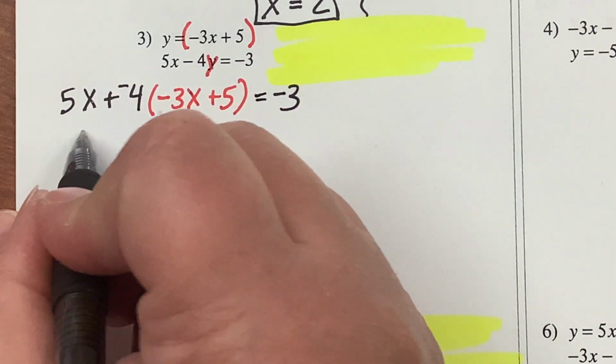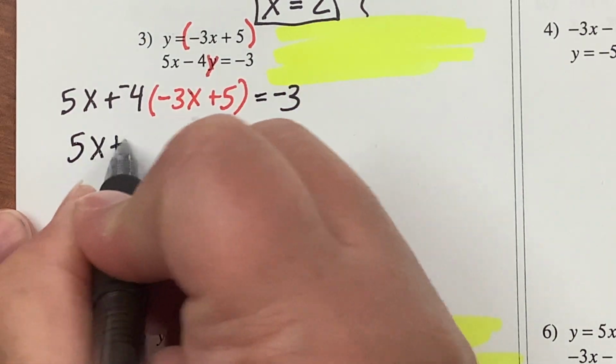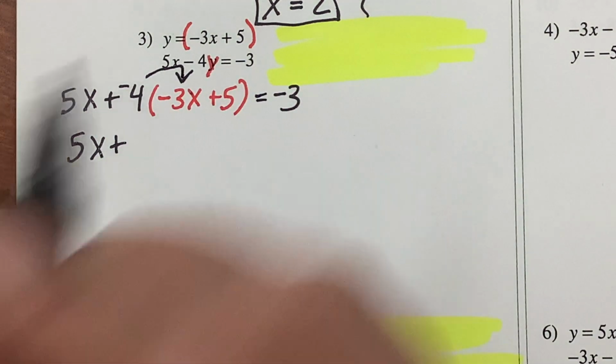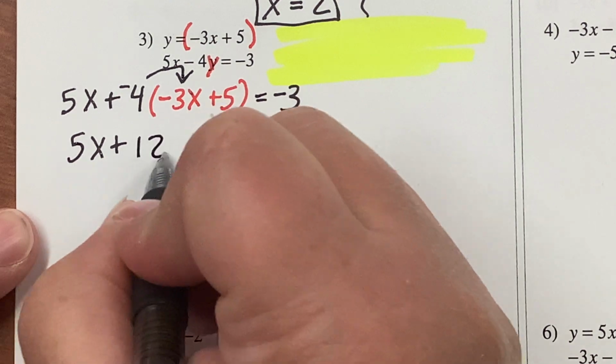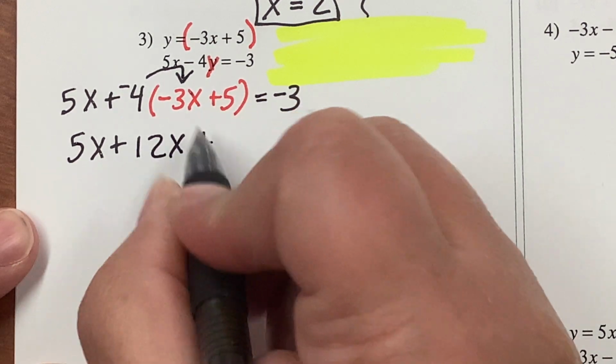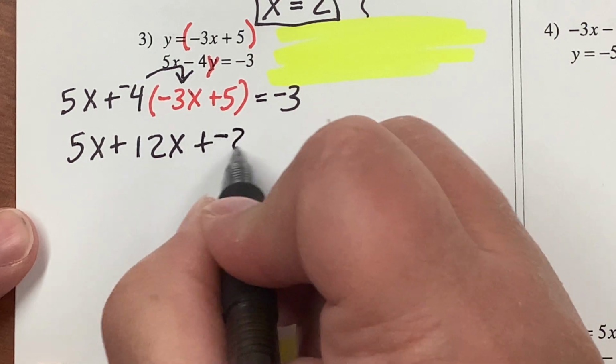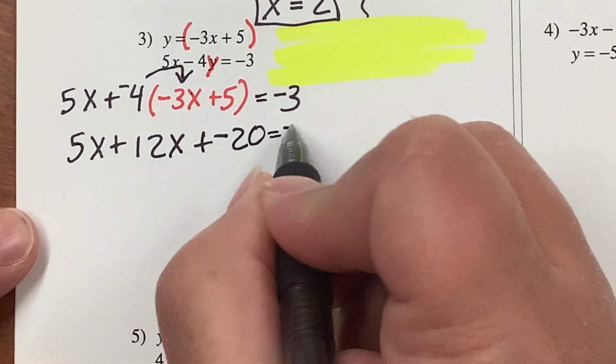Okay, now I just got to multiply. Keep the 5x plus negative 4 times negative 3x. Negative times negative is positive 12x, plus negative 4 times 5 is negative 20, equals negative 3.